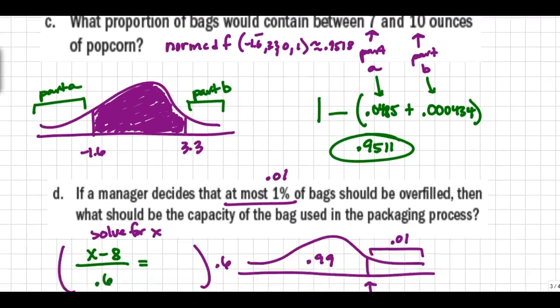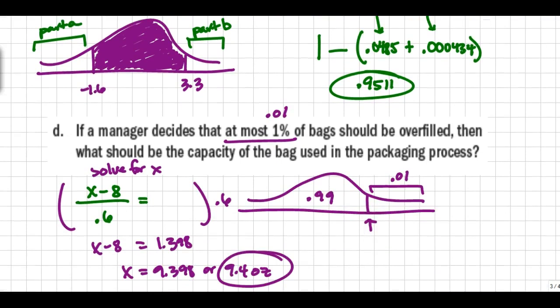The final question I want to look at with you today is part D of this example. Let's read through it and then we'll talk through the work that's shown here. If a manager decides that at most 1% of the bags should be overfilled, then what should be the capacity of the bag used in the packaging process? This time they give us the percentage, and we need to go backwards and figure out what the z-score would be. We still have the average of 8 and the standard deviation of 6, but we don't know what the z-score is. We do know that we want anything above 0.01, but we don't know where that z-score is that would make that happen.